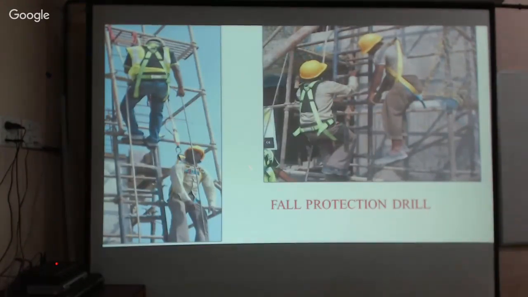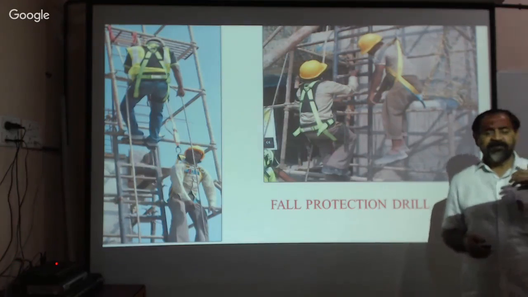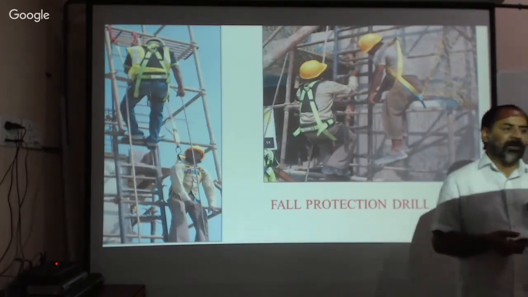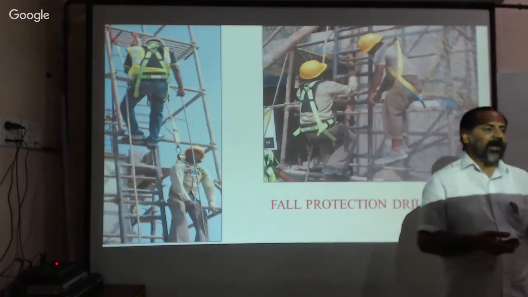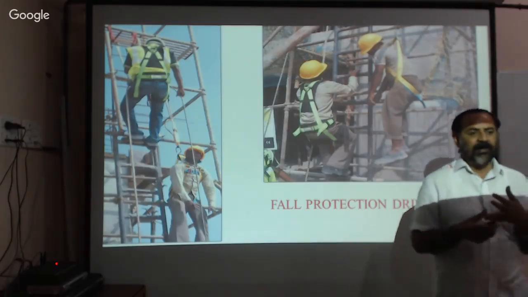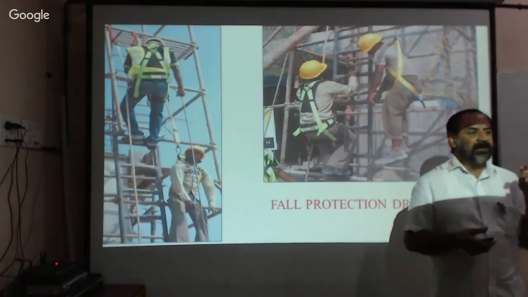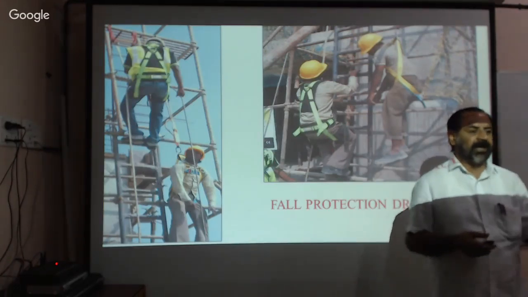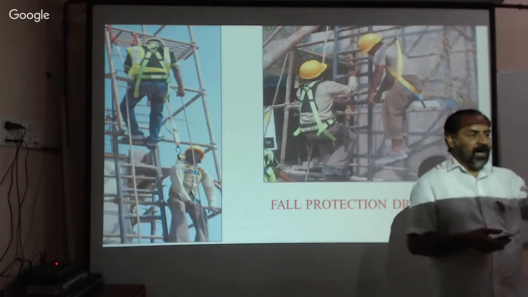This is the fall protection drill. In the safety standard there are two things: the on-site emergency plan and the off-site emergency plan. The on-site emergency plan means that in the construction site or in any industry, there is the on-site emergency plan.